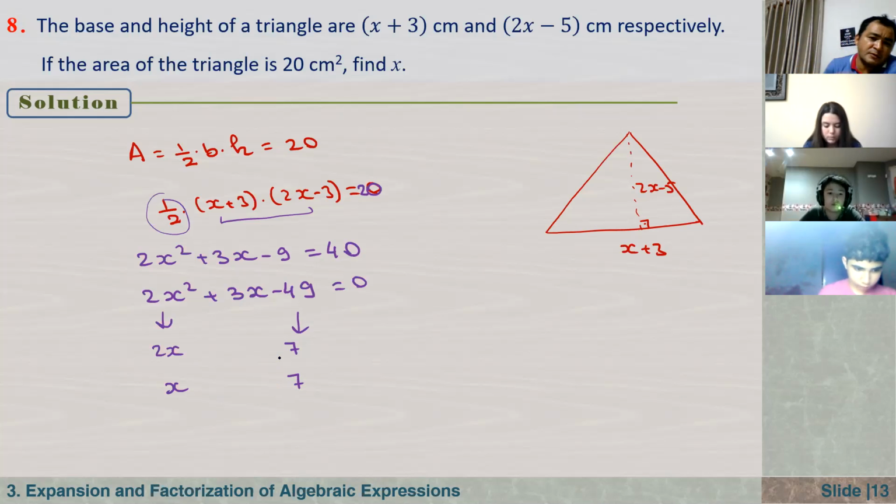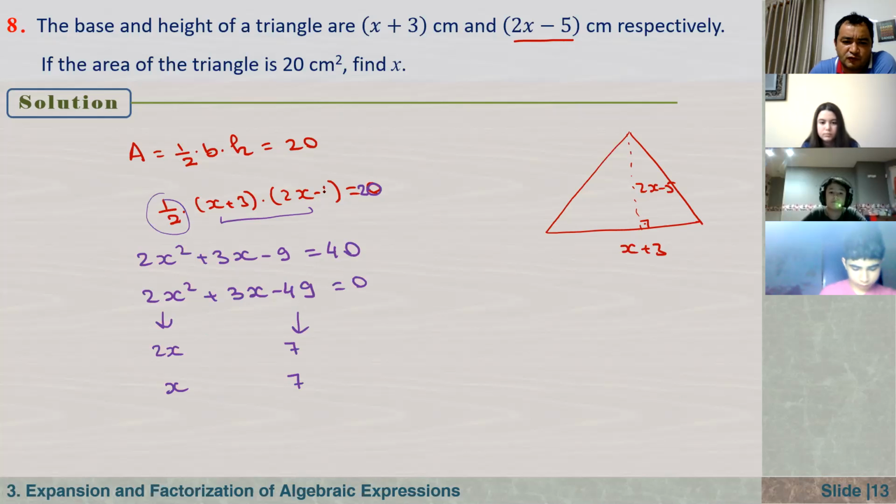Where did we make a mistake? We made a small mistake somewhere here. Actually, it should be 2x minus 5, but here I wrote 2x minus 3. That's why we cannot factorize it.